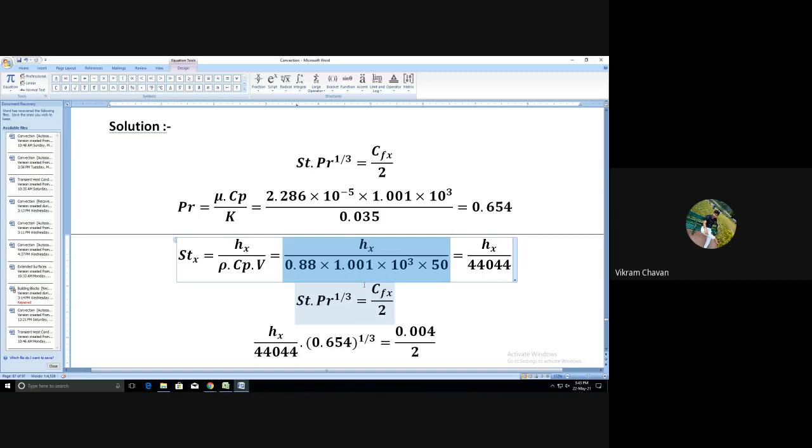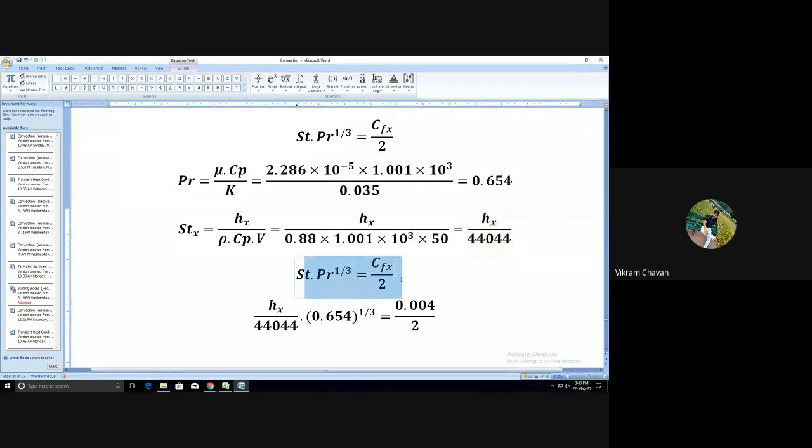Once you get this Stanton number value, Hx divided by 44,044, put this value and the Prandtl number value in the given relationship. The given relationship is Stanton number multiplied by Prandtl number raised to 1 by 3 is equal to Cfx divided by 2. Put the values that we have determined for the Prandtl number and Stanton number in this equation and find out the Hx. That is nothing but our local heat transfer coefficient. Do the calculation, everyone, determine the Hx value, and please put your answer in the chat box.